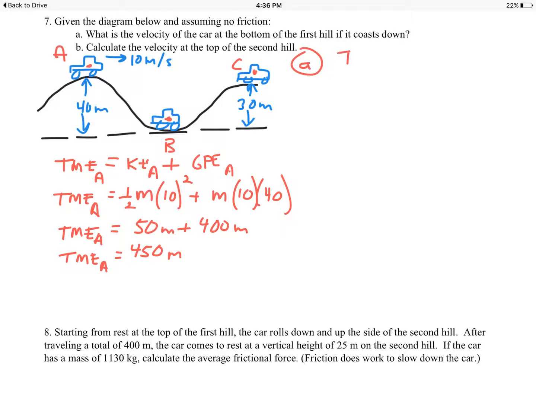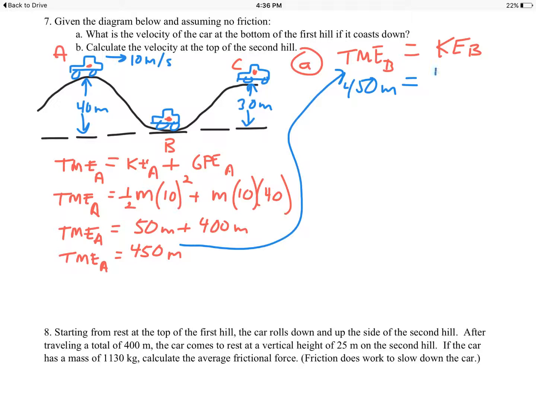The TME at point B is just kinetic energy because there's no more gravitational potential energy if we take the bottom of the hill as a zero height, which we can do. So we have a kinetic energy only, which will be the total mechanical energy. So what I'll do is I'll take this 450 and plug it in for the total mechanical energy. The 450 m is going to equal our 1/2 m times the velocity at point B squared.